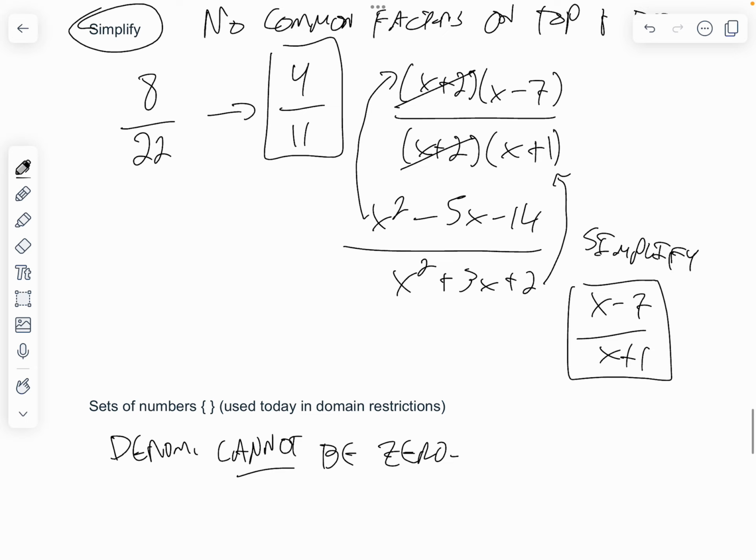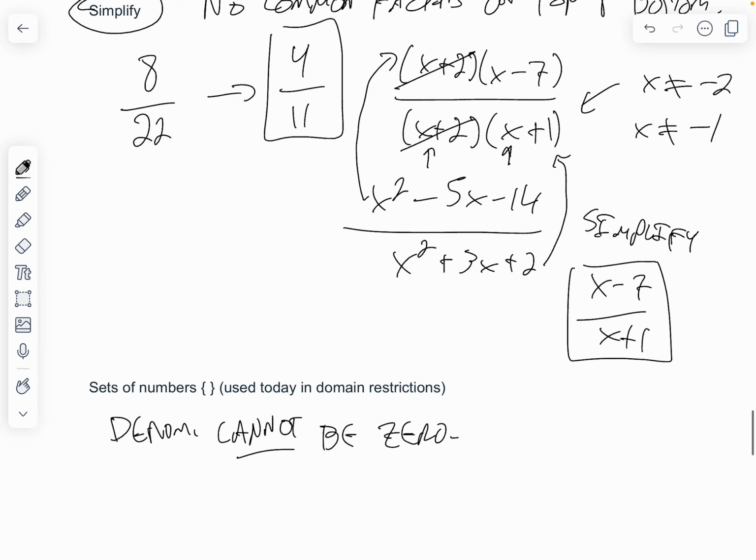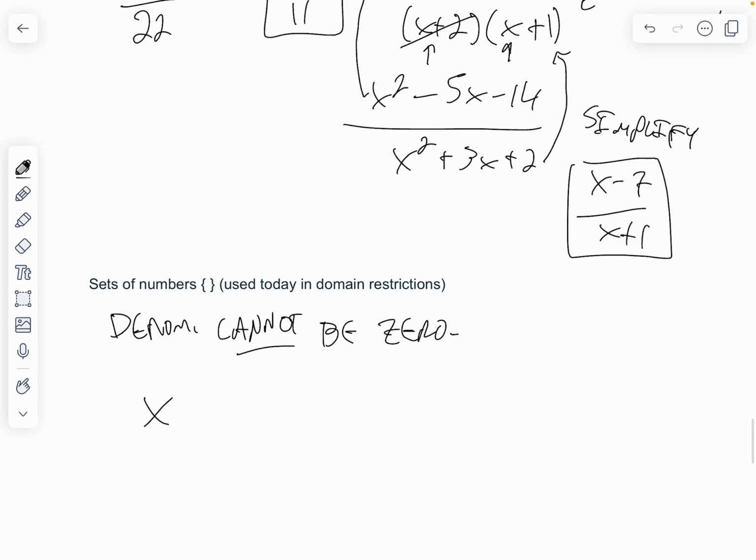So from the very beginning of this problem, I have two problems. X can't be negative 2, and x can't be negative 1, because those two numbers would make these factors on the bottom 0, and that's no good. So the way that they usually write that is like this. X cannot be equal to, and they put these little curly braces here, negative 2 or negative 1.